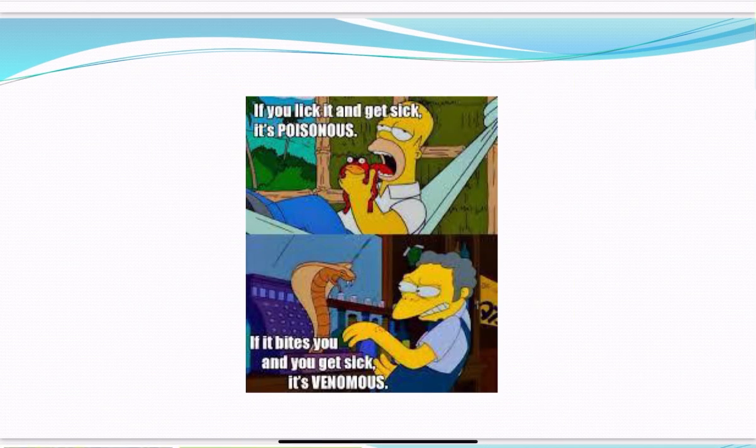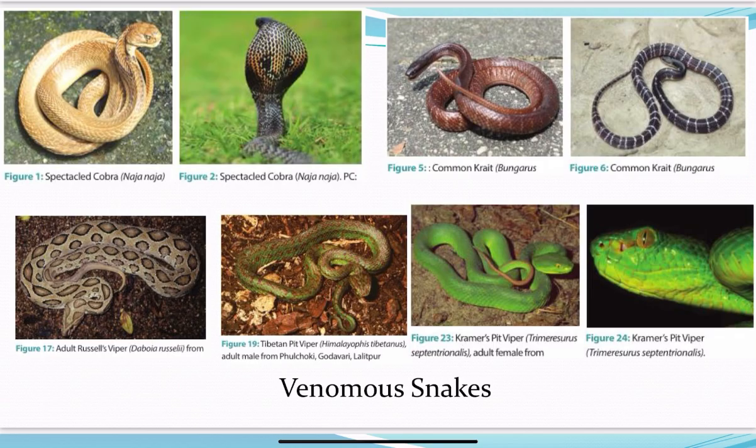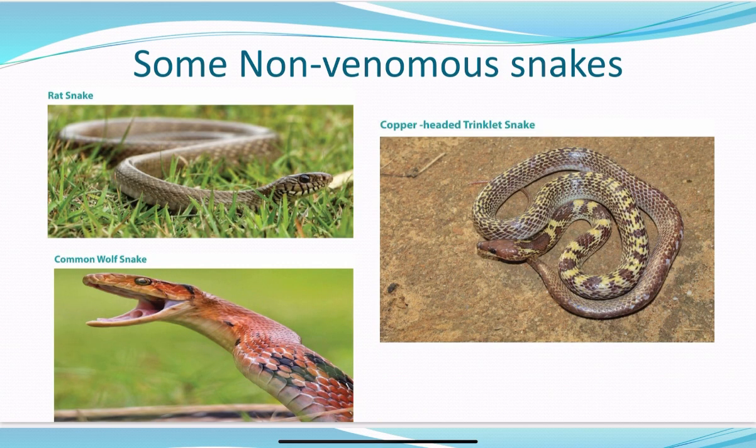And it is well explained in this meme that if you lick it and get sick, then it is poisonous, whereas if it bites you and you get sick, then it's venomous. Here are some examples of common venomous snakes that are found in the Southeast Asian regions. So we have spectacled cobra, common krait, adult Russell's viper, pit vipers. And these are some non-venomous snakes like rat snake, common wolf snake, and copper-headed trinket snake.